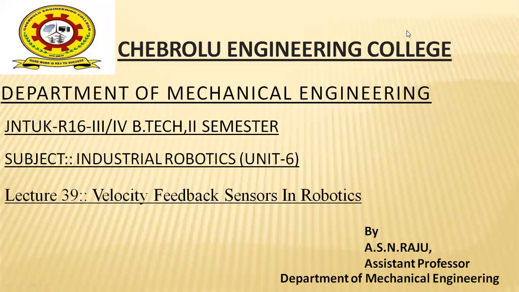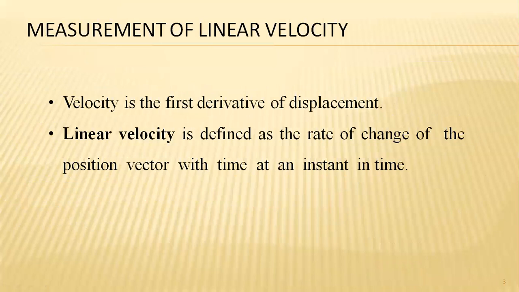In today's class, we'll be proceeding with the velocity feedback sensors and their utilities in robotics. The word velocity itself specifies the measurement of movement over a particular range or length, which is basically called displacement, the changing of position with respect to time.